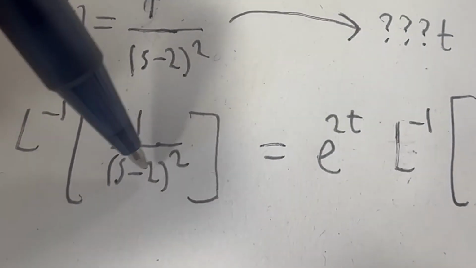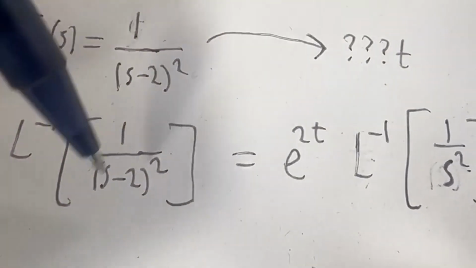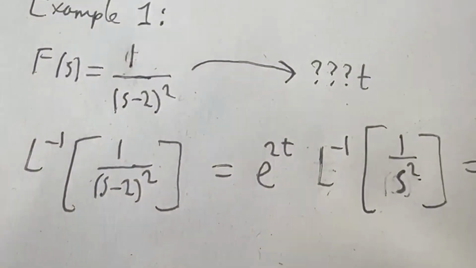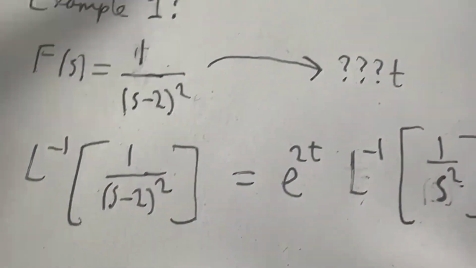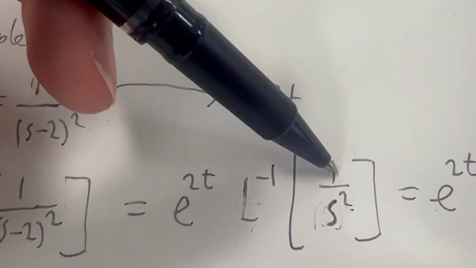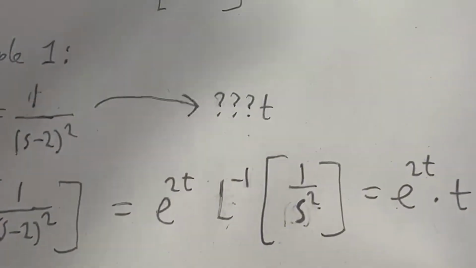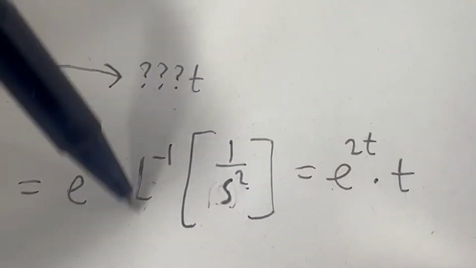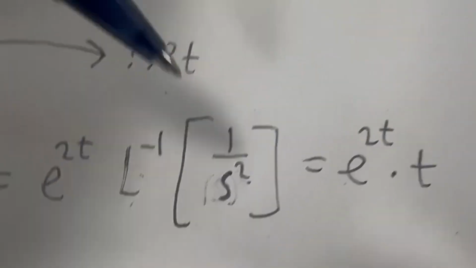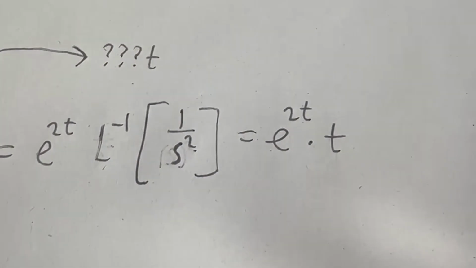Remember, shifting, we can take out this 2 and essentially just write it as e to the power of 2t. You can think of it as we're shifting all the s values by plus 2. So then this just becomes 1 over s squared, so we have e to the power of 2t on the side. And now all we have to do is the inverse Laplace of 1 over s squared, and this can be very easily seen using the formula booklet. And we also actually saw it earlier: 1 over s squared is t. So it's e to the power of 2t times t.